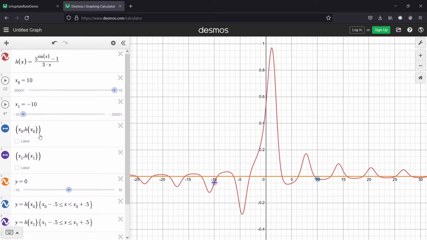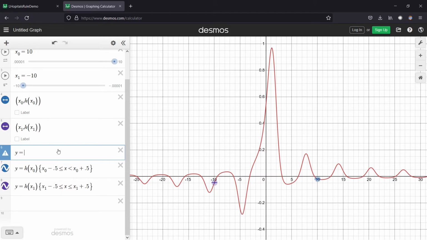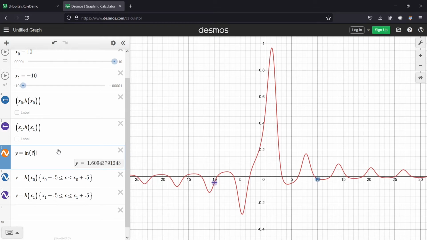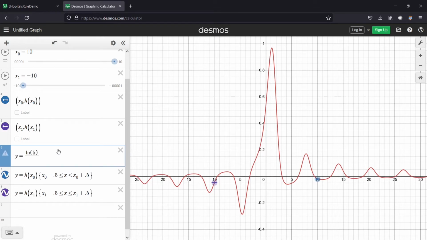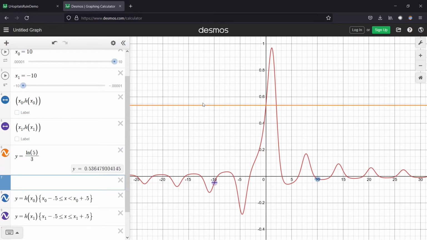And I also want to change the value of the limit that we got. In this case, the orange line right here, the correct value that we calculated was ln of 5 over 3, which corresponds to this value along the y-axis right here.